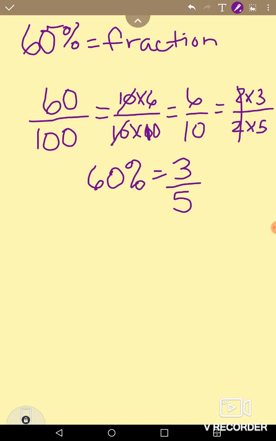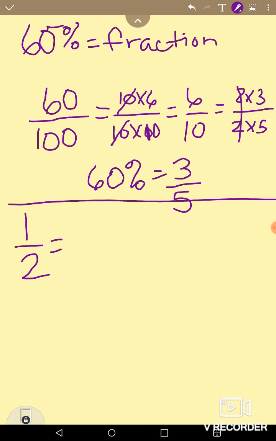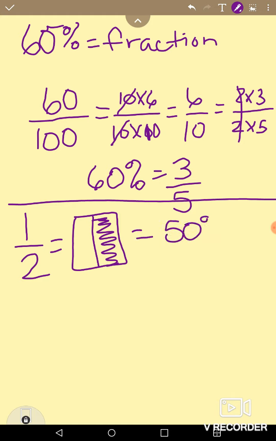Okay. The next one was a half. They gave us the fraction, and they wanted us to find the percent. This one's easy, because I could even just show a box that's a whole divided into 2 pieces. One of those pieces is a half, and you know that a half is 50%. That's one way of doing it.